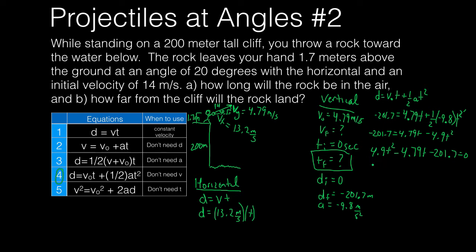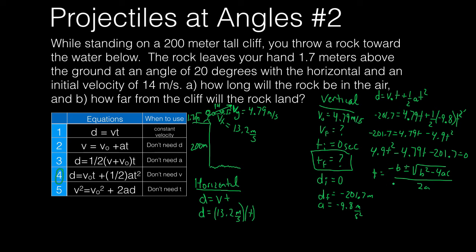There's really no way of factoring this to figure out what t will be. The only way to find t when you have a t squared and t with a vertical displacement is the quadratic formula. And if you remember the quadratic formula, it says that t will equal negative b plus or minus the square root of b squared minus 4ac, all over 2a. In your math class, you're probably used to saying x equals, but t is our unknown here. We're solving for time.